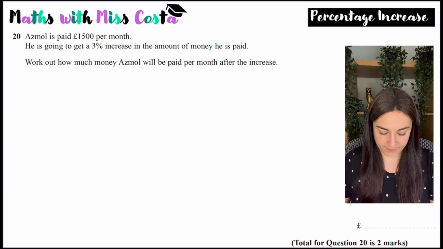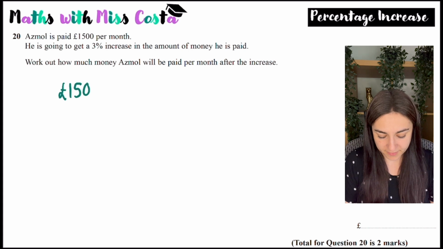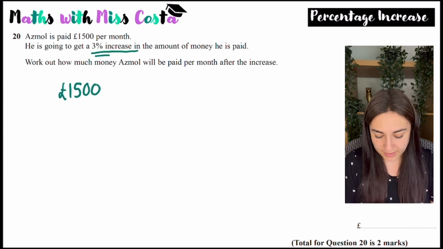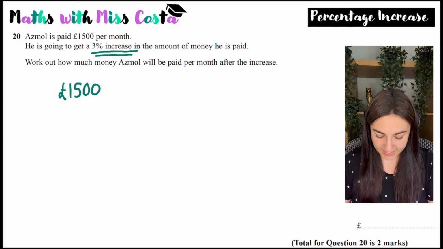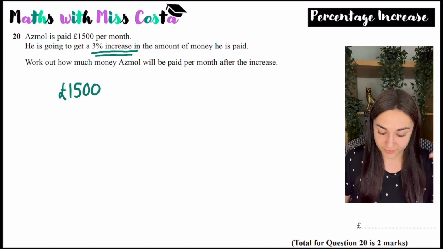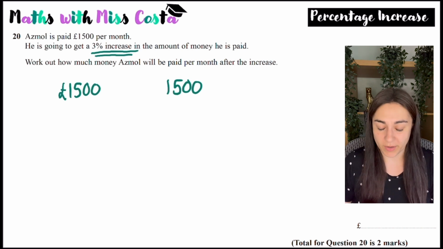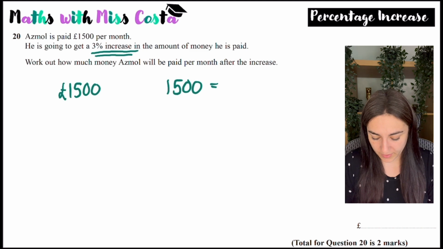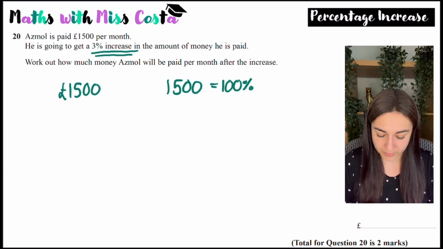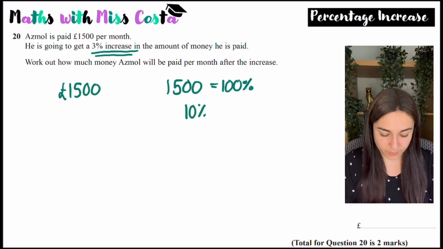Next, we've got a question with percentages. So Asmol is paid £1,500 a month. He's going to get a 3% increase in the amount of money he is paid. Work out how much money he will be paid per month after the increase. So what I need to do is work out what 3% of 1,500 is and add it on. With percentages on the non-calculator, it's always helpful to start by working out what 10% is. So 1,500 is equal to 100%. If I wanted to work out what 10% is, I would, or maybe I should switch these around.